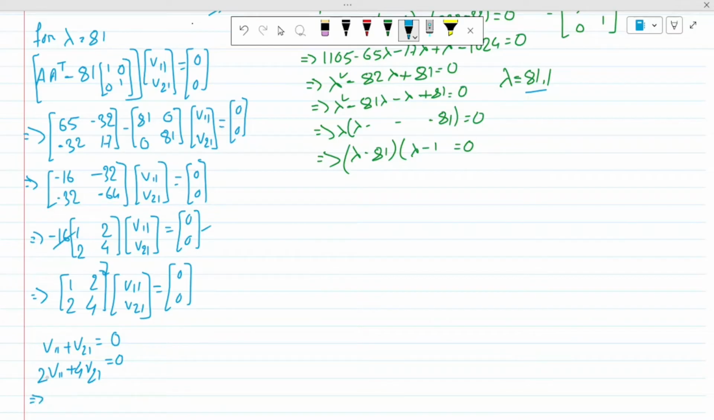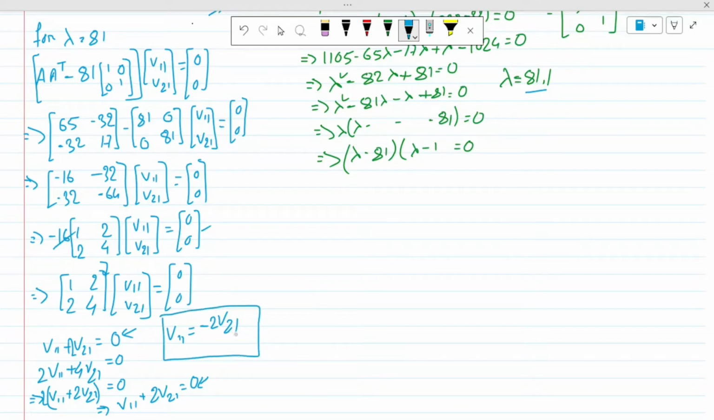Here also, if you see the second expression, you can take 2 common, right? Then you have V11 plus 2 V21 equal to 0, because I took 2 common from the entire expression, and then the 2 will get cancelled out. So finally, from the second expression we have V11 plus 2 V21 equal to 0. And from the first expression also, 1 into V11 plus 2 into V21 is equal to 0. Now if you see this expression and this expression, both expressions are equal. That means we can write V11 equal to minus 2 V21. So this is our eigenvector expression.